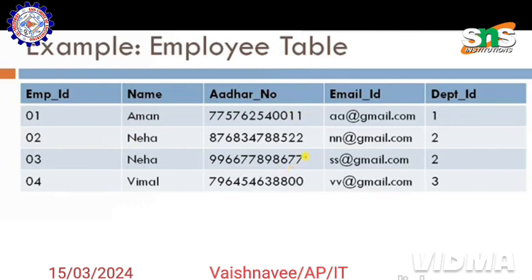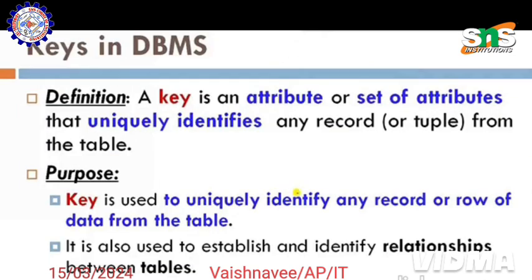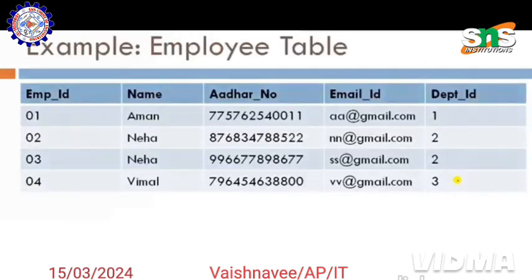So a key is an attribute or set of attributes that uniquely identifies any record. Here each and every record must be identified uniquely. So a key is used to uniquely identify any record or row of data from the table. It is also used to establish and identify relationships between 2 tables.